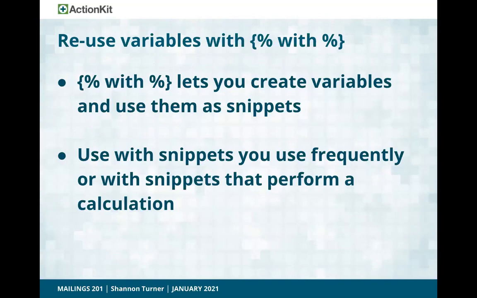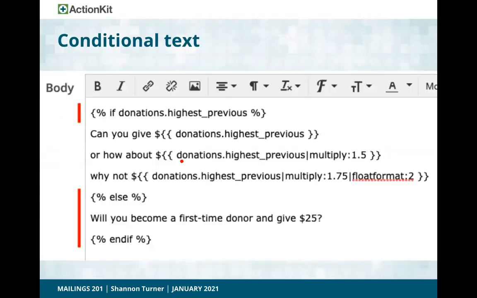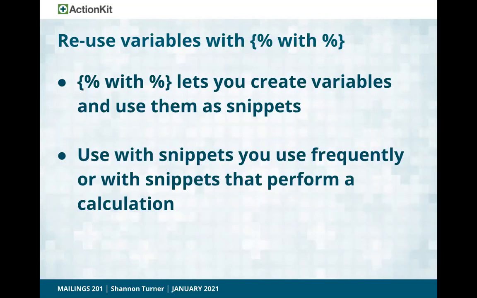But one thing I've seen is a lot of people notice that, hey, my mailing's sending speed for this mailing is kind of slow, and what gives, what's the reason for that? And so, you send that in as a support ticket, and we look at it, and it turns out one of the culprits was that the mailing was using this donations.highest previous a ton of times for every single email that went out. And you can avoid this problem by using the with tag, and I'll show you how to do that in the next slide.